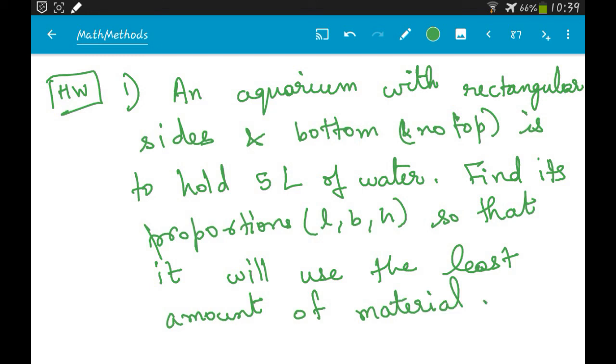Okay, so of course the aquarium has to be built of something, maybe glass or something. So you have to find the length, breadth and height so that the material, which is the glass, will be the least. So you'll have to use the least amount of the material. Okay, this is your first problem.